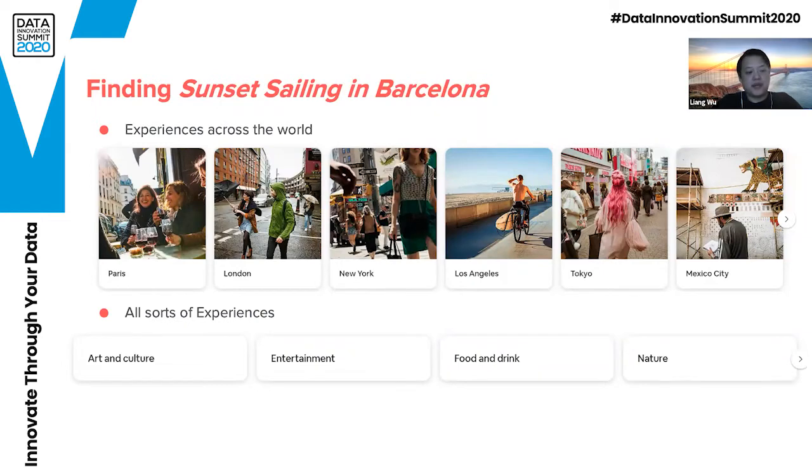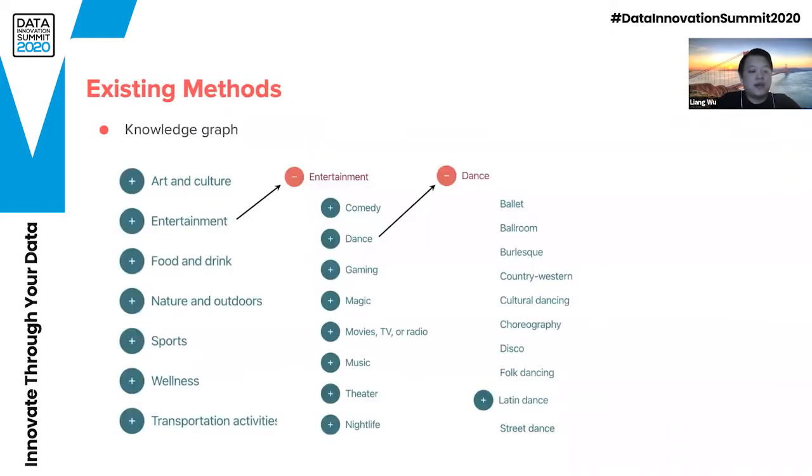For example, we have groupings like art and culture, entertainment, food and drink, and nature. And these groupings are supported by our knowledge graph. This is an illustration of the knowledge graph, and it's structured like a tree. The first column is the top level concepts like art and culture, entertainment. Under entertainment, we have comedy, dance, and under dance, we have ballet, Latin dance, and disco.